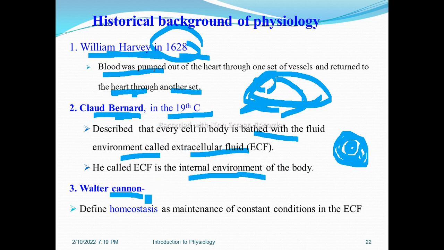The other scientist is Cannon. Cannon mentioned homeostasis. The maintenance of constant conditions in the extracellular fluid is called homeostasis. The internal environment of the body, or extracellular fluid, should be at constant condition, and this process is known as homeostasis. When our body systems work in harmony and balance, we call it homeostasis. This idea was introduced by Walter Cannon. These are the selected points of the historical background of physiology.